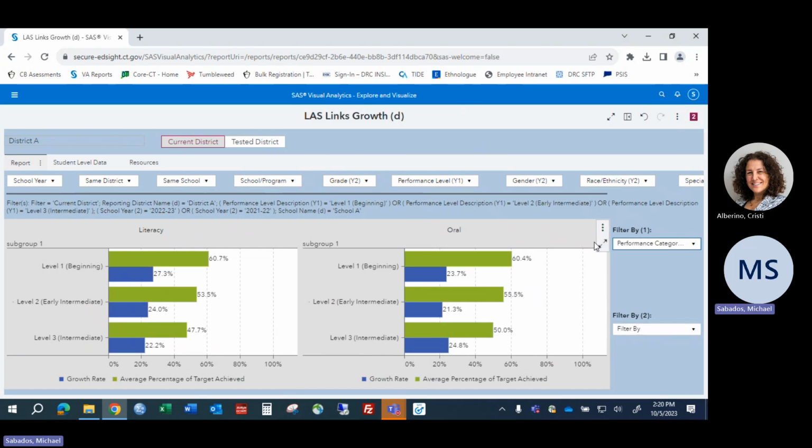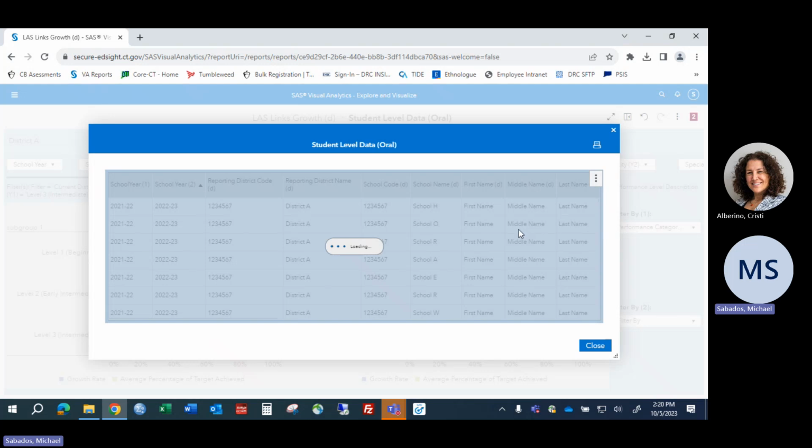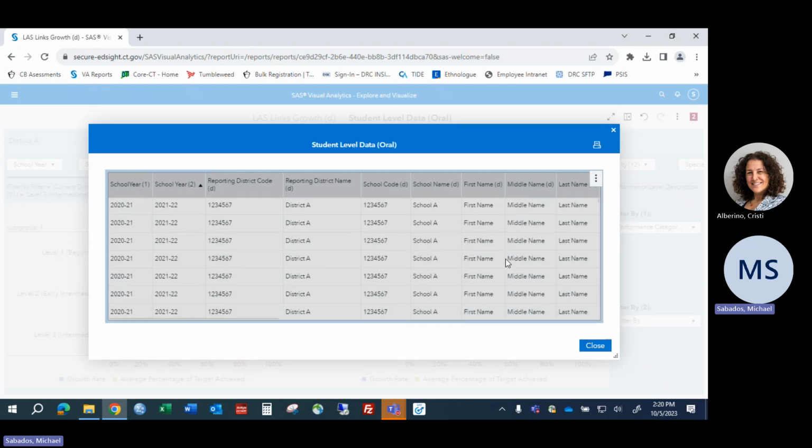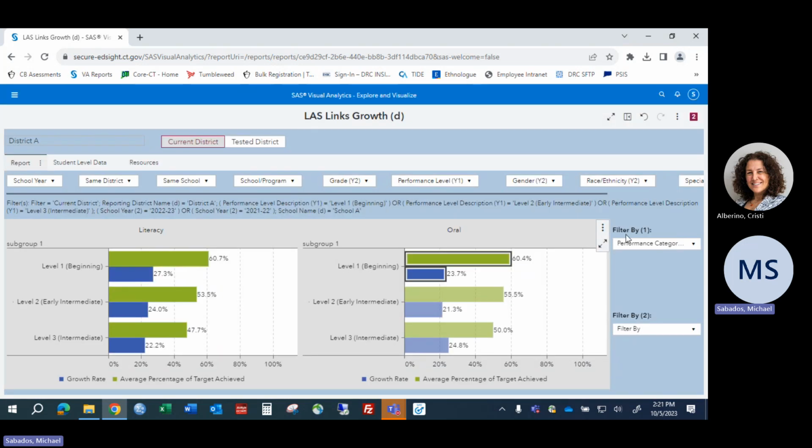And again, remember, just as a reminder, you can always export this data or print it. And you can always click on a bar to see who are the students behind this information. And again, you can always print that information or export it. And that's really the great thing about EdSight Secure, is you can generate these aggregate figures, but then you can drill down to the individual students behind the numbers.